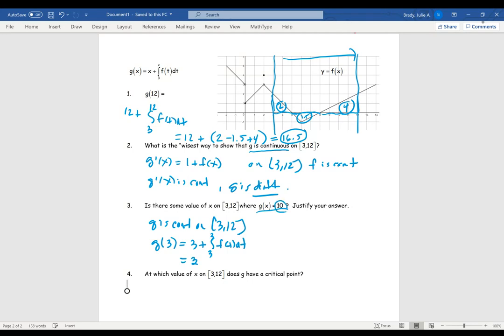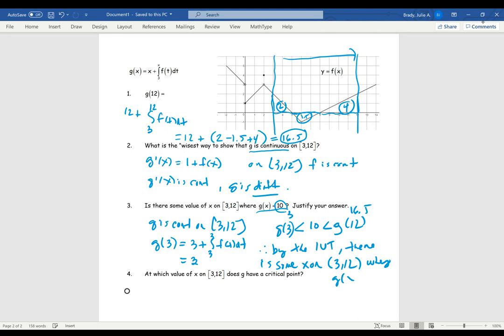We know then that 10 is between g of 3 and g of 12, because this is 3 and this is 16.5. Okay, so we said therefore, by the IVT, there is some, in class we use c, but this word says there's some x on, and use the open interval, 3 to 12, where g of x is 10. Okay, one more.